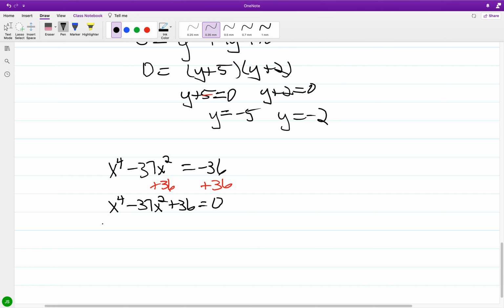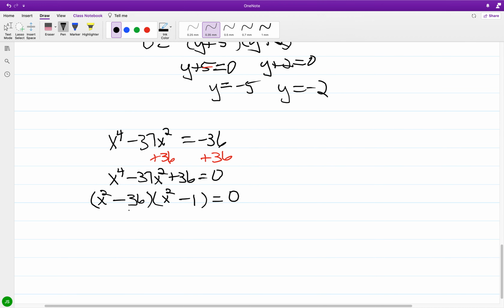And for x to the fourth, okay, that is x squared times itself, so the factors start with x squared, not x. And for the factors of 36 that will add to negative 37, we'll have a negative 36 and a negative 1. And with these differences of squares, we can factor further, or we can just go ahead and set these equal to 0 and apply the square root property of equality. So you have your choice of methods.